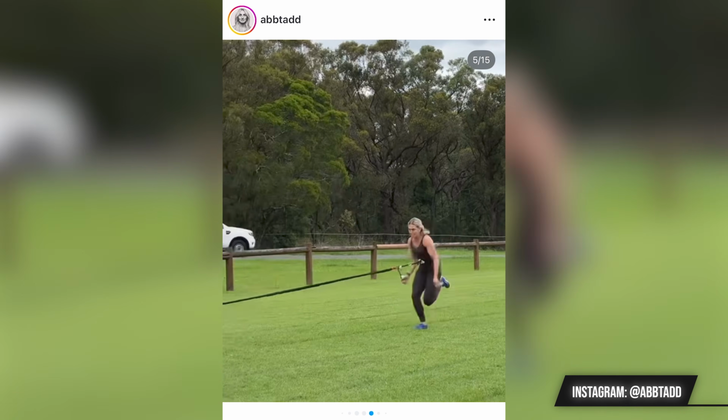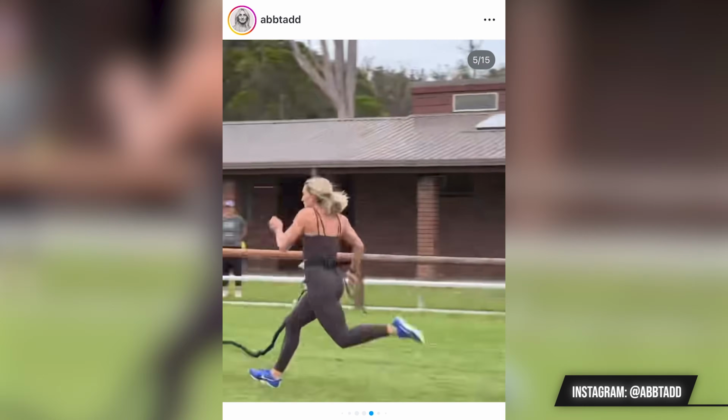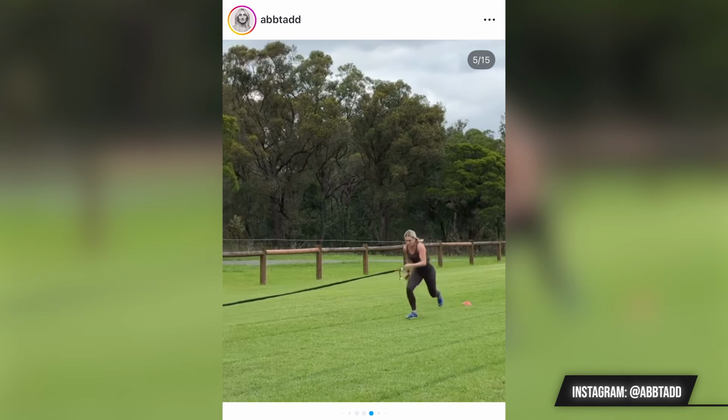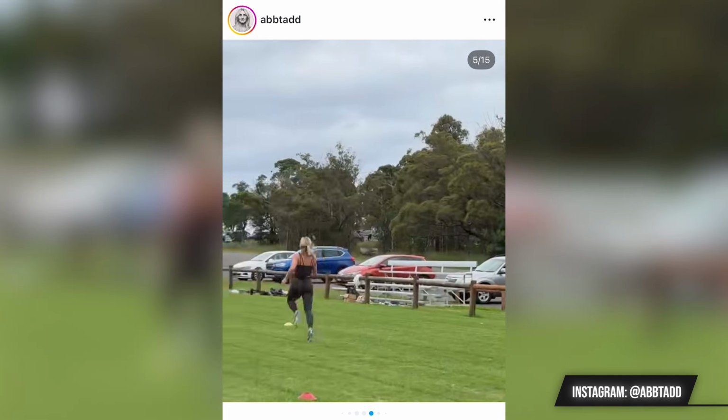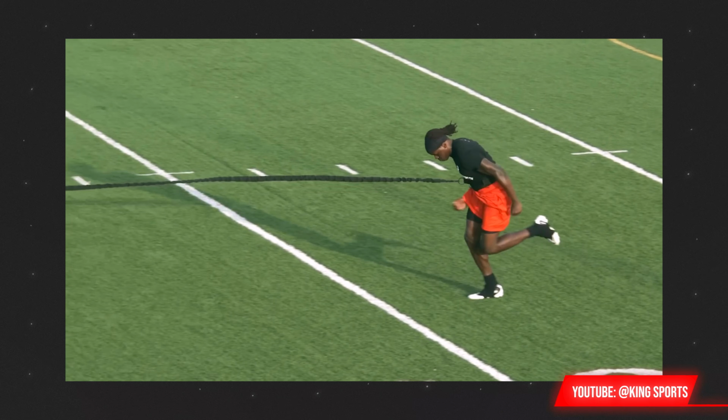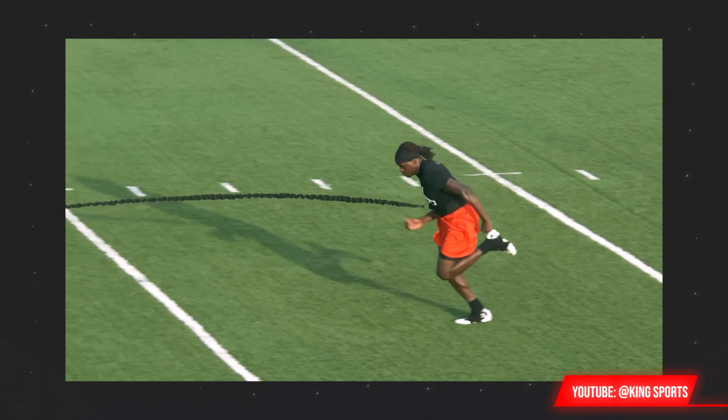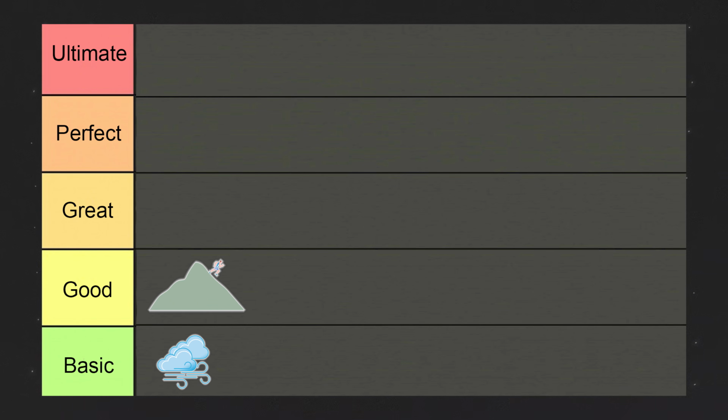Second downside is that it's very difficult to give the same assistance rep after rep. Third, depending on the type of bands that you use and the way they pull the athlete, there is also the risk of the athlete getting tangled in the rope, which can cause injuries. Because of all this, the elastic bands and bungees are joining the downhill sprints in the good category.